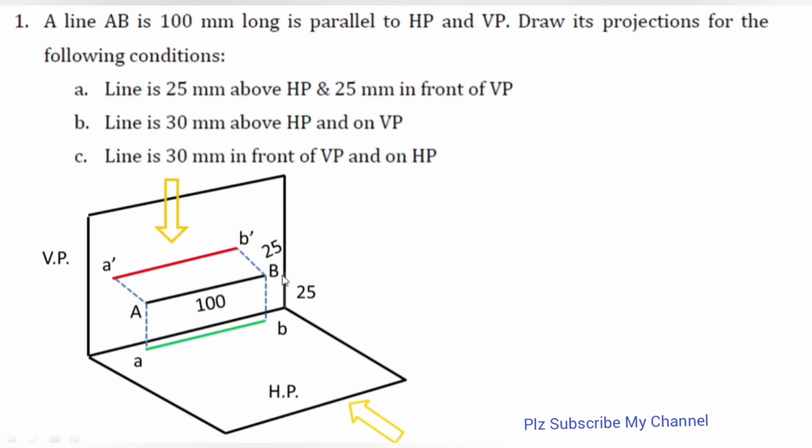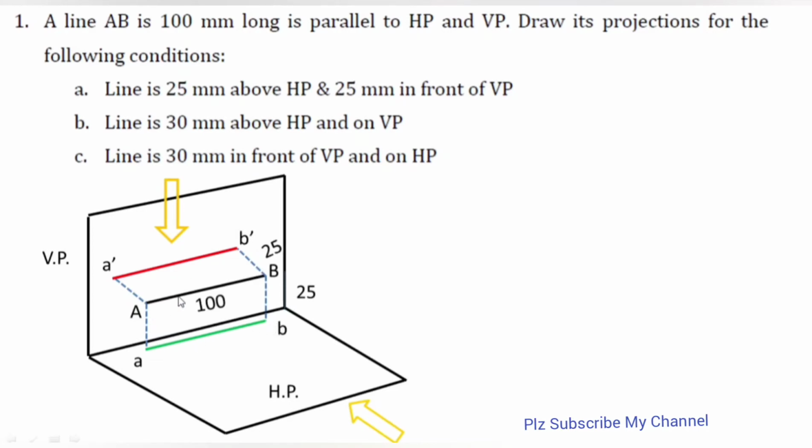See, this is my VP and this one is HP. This capital AB is our given line, which is 100 mm long, and it is 25 mm in front of VP and 25 mm above HP. We need to draw its projection. So I am observing my front view from here. This red color line denotes our front view, right? A dash B dash is the projected front view of this particular line, and this small ab, which is green in color, when I'm seeing from the top, is projected on the HP.